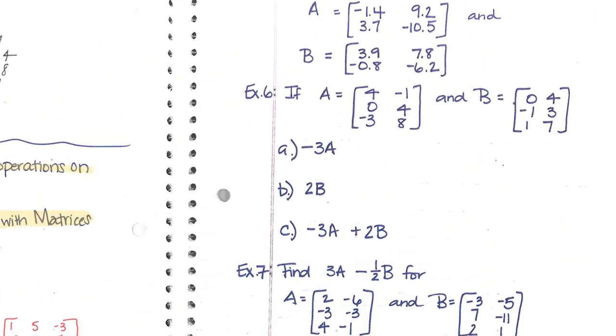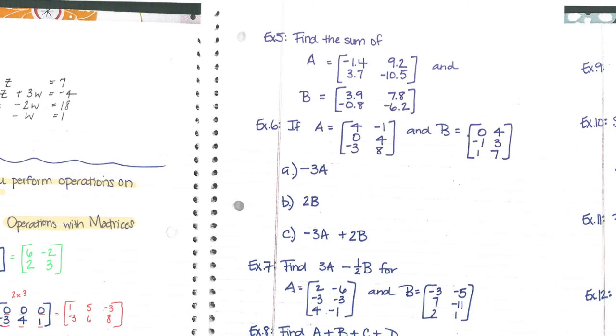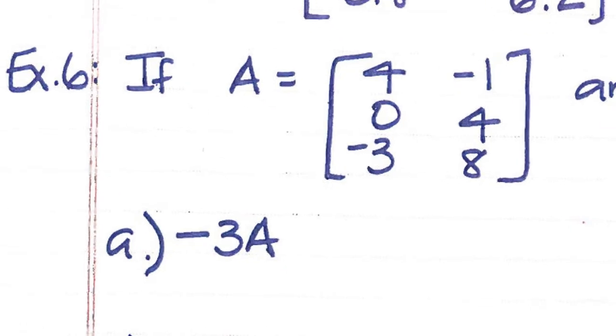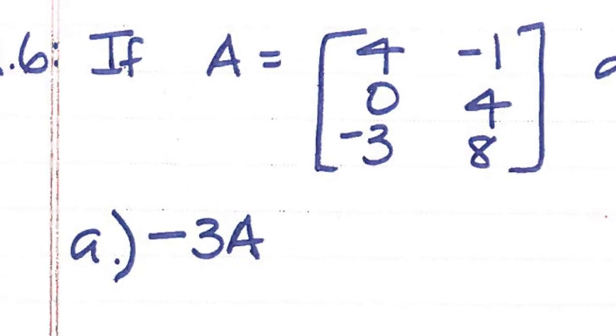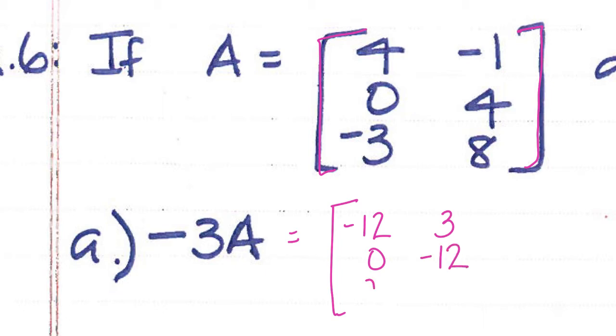All right, there's a ton of different things that we're going to do here. Let's start by talking about scalar multiplication first. Notice I have to skip some of the examples because I don't have all the time in the world. Scalar multiplication just says that I'm going to take this negative 3 and I'm going to multiply it by all of A. So I know that negative 3 times A is negative 12, 3, 0, negative 12, 9, and negative 24.